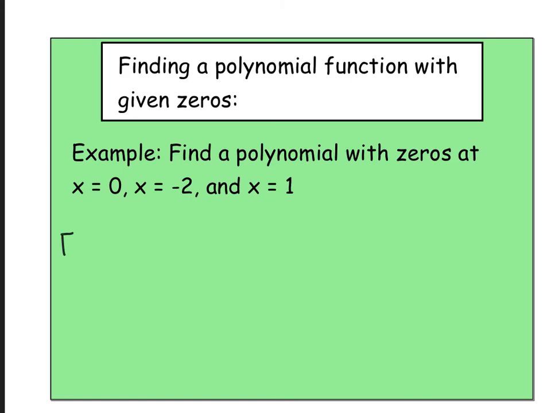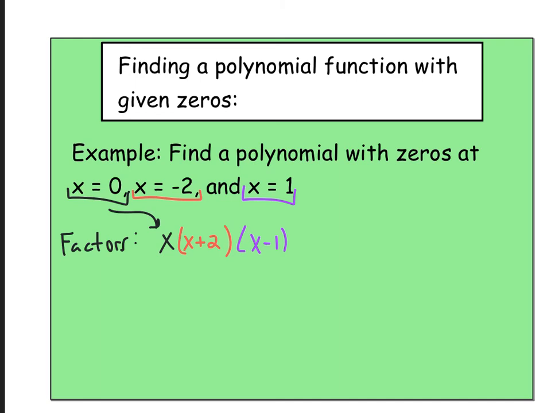Okay, so that means if those are the zeros, the factor for x equals 0 just means there's a factor of x. Okay, for x equals -2, there would have to have been an x plus 2, right? Because setting that equal to 0 would get you the -2 answer. And for x equals 1, it means that x minus 1 must be a factor.